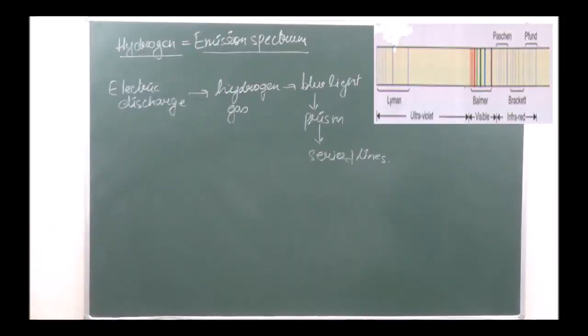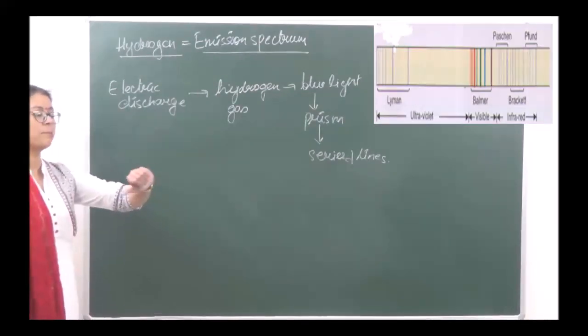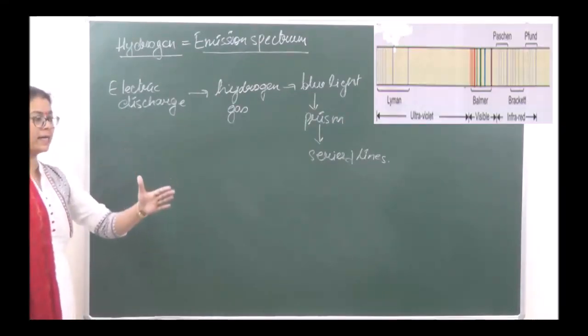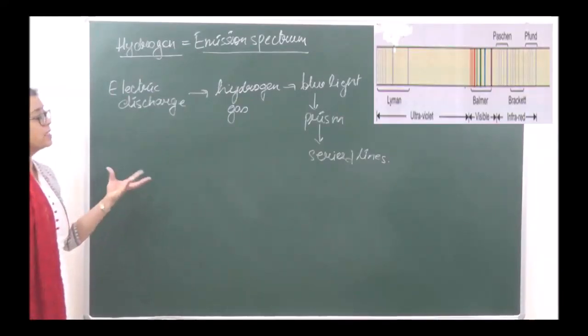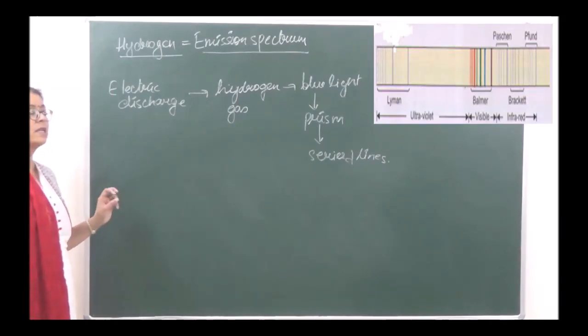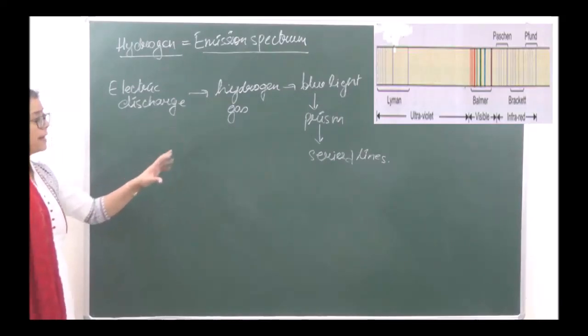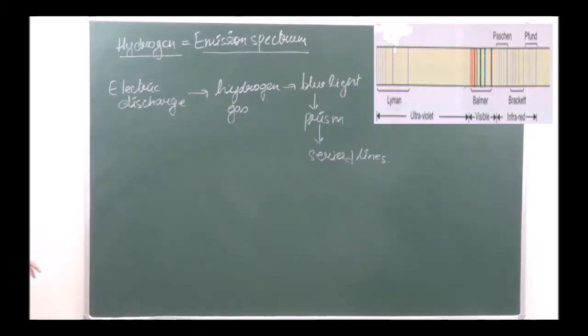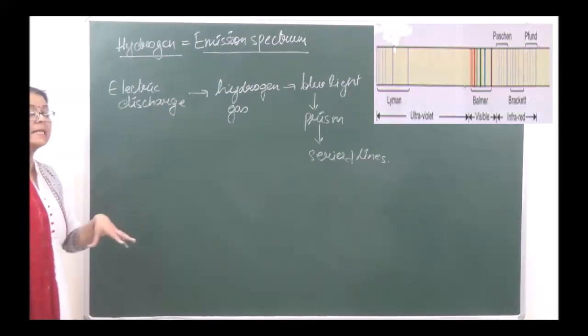So the hydrogen spectrum, one by one the scientists started studying them, and one by one, depending upon the transition. What do we understand by transition? That is how the electron jumps from a lower energy level to a higher energy level, and then it falls back to the lower energy level. When it is falling back to the lower energy level, it emits radiations. And that is how a series of lines were given. Depending upon these transitions, various scientists gave different series, and those series are named after the scientists themselves.